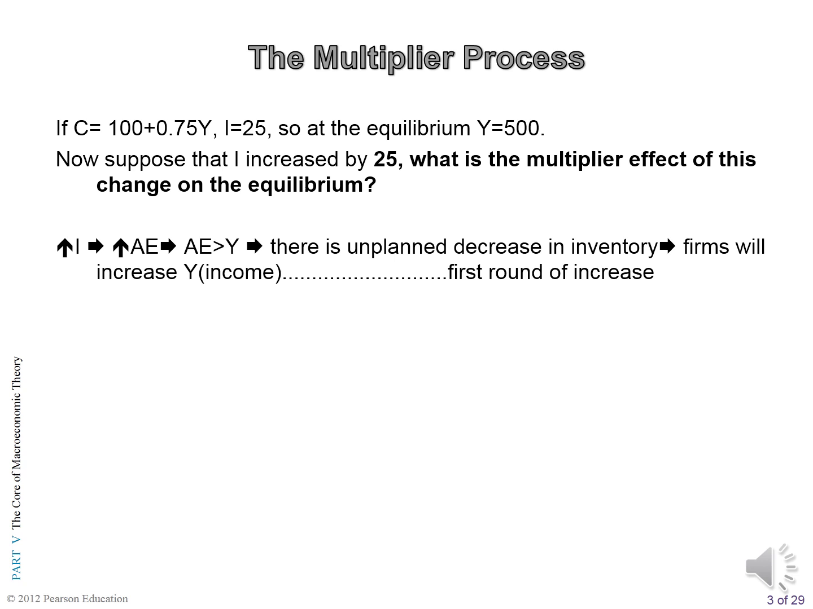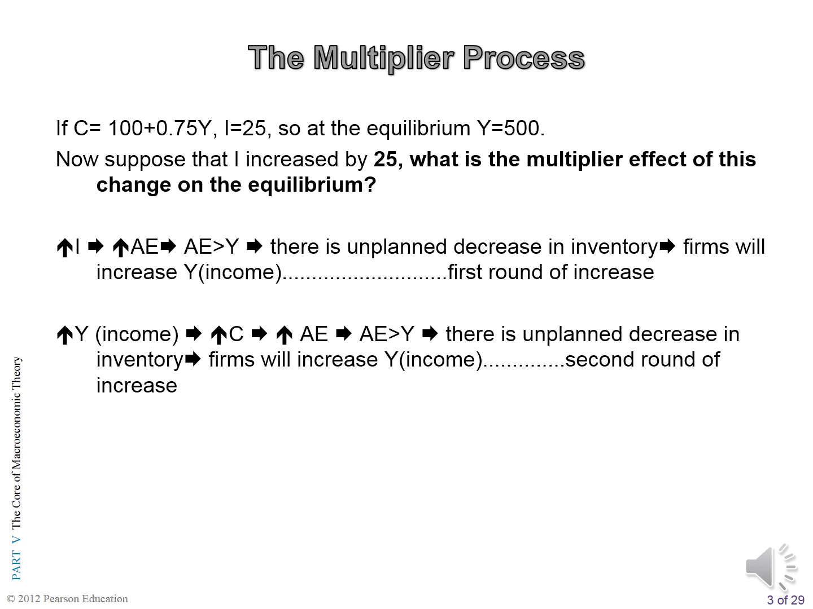When Y increased, actually this will increase consumption, because we know that consumption is a function of income. So when income increases, consumption should increase. But if consumption increased, aggregate expenditure will increase again, because aggregate expenditure equals C plus I.